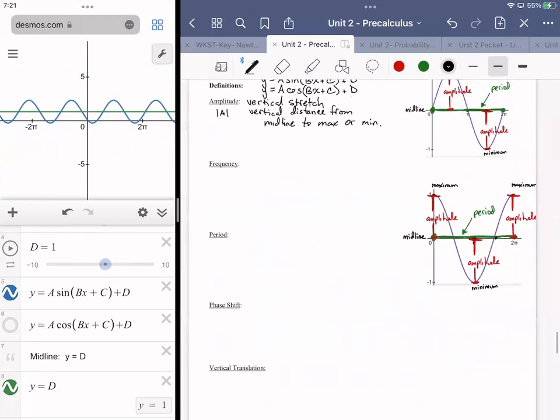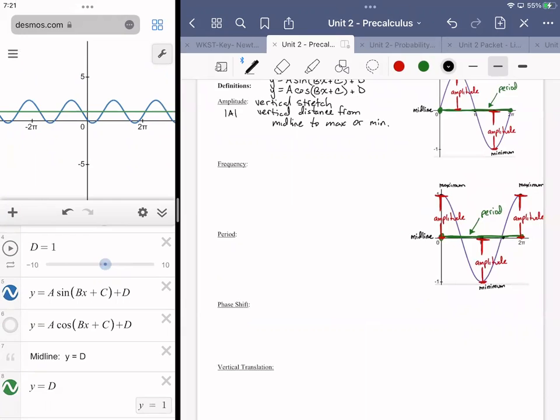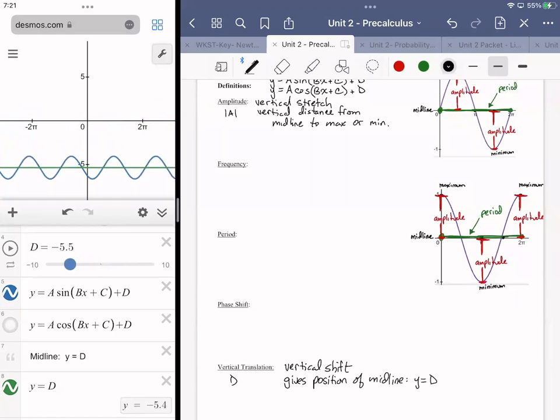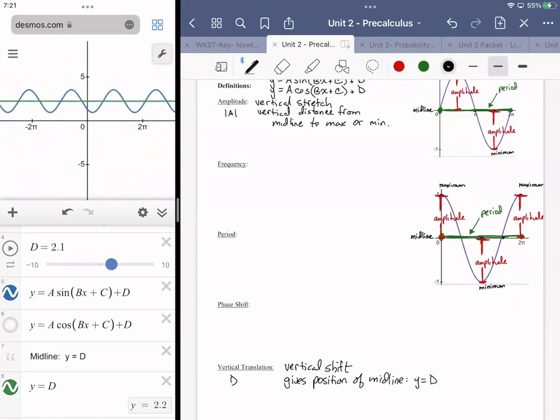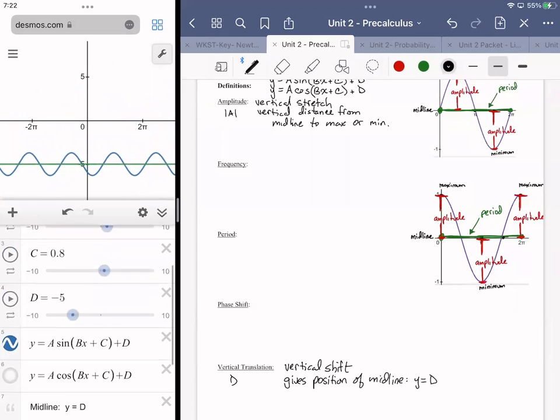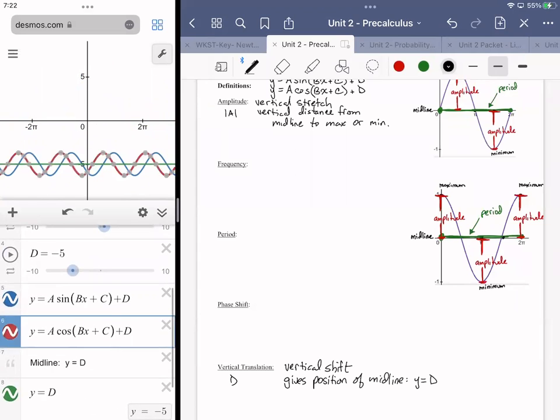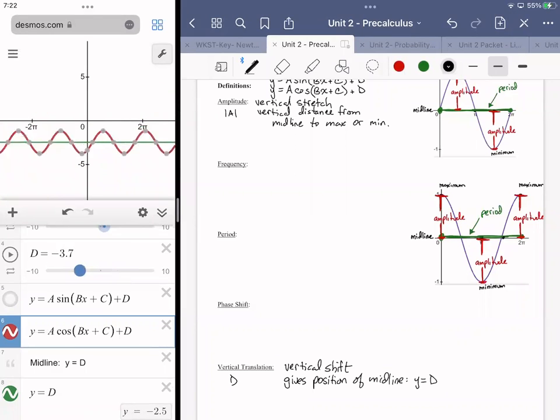So we'll actually skip frequency, period, and phase shift for a second and go to vertical translation. That's a vertical shift. But it also gives the position of the midline, which is y equals whatever the d value is. All right, so the vertical translation is whatever the d value is, but the midline is always going to be y equals whatever that d value is. And I can turn on my cosine graph real quick, and you'll see that that relationship is true for cosine also.